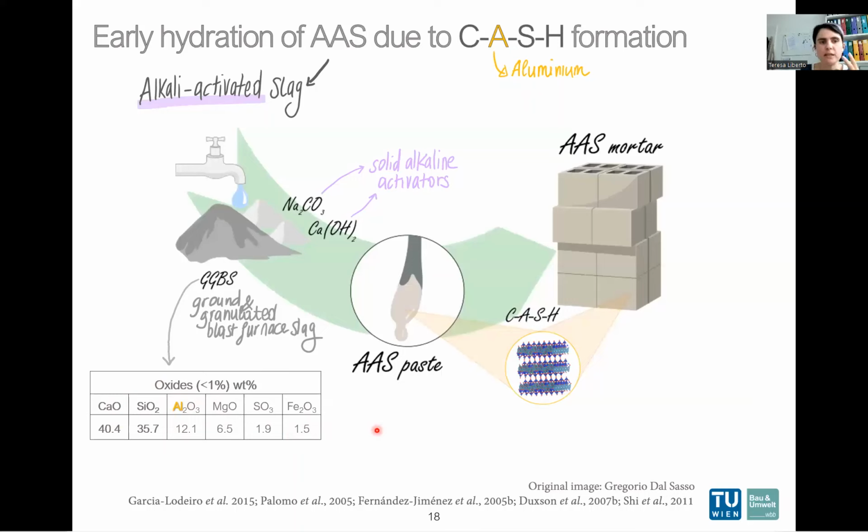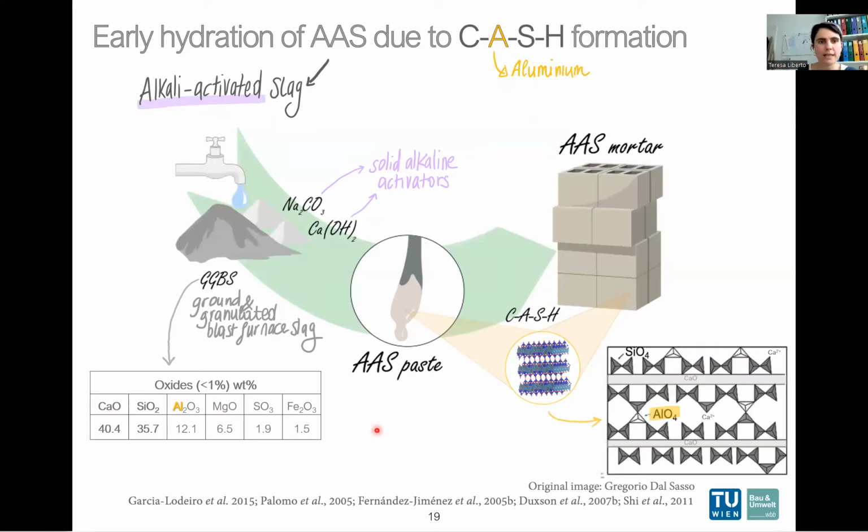So this GGBS needs to be activated because it does not have as much calcium ion as OPC, and it cannot reach as high a pH as in OPC. So we add an alkaline activator, either solid or liquid. Solid ones are better for the environment, and they are also less harmful for the workers because we can do a dry mix and just add water as in OPC.